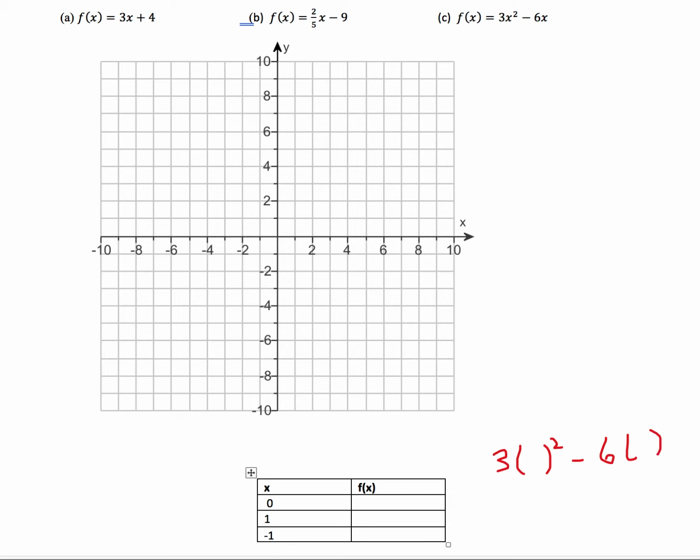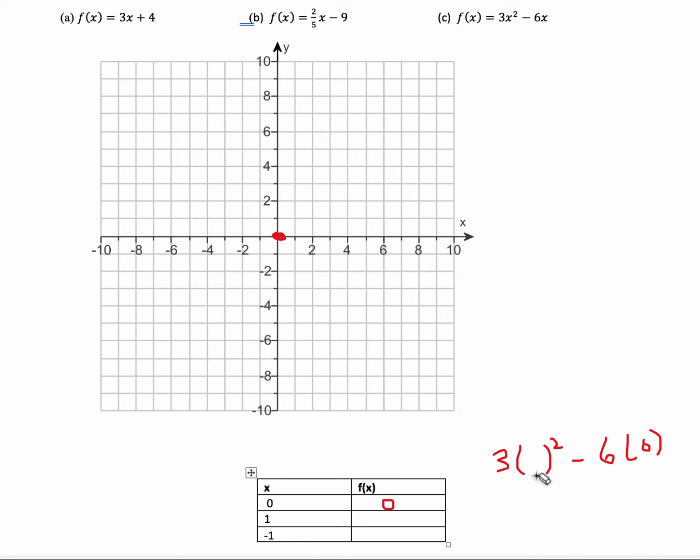The first thing that we're going to plug in is going to be 0. So 0 is going to go in both sets of parentheses. And when we do that, the entire thing is going to cancel out, correct? I mean, 3 times 0 is 0, 6 times 0 is 0. So that first point is at 0, 0, sitting right at the origin of this graph.